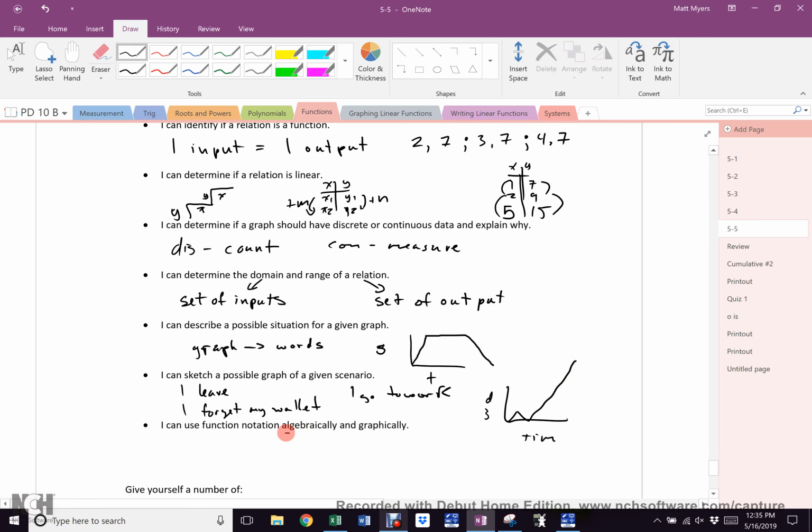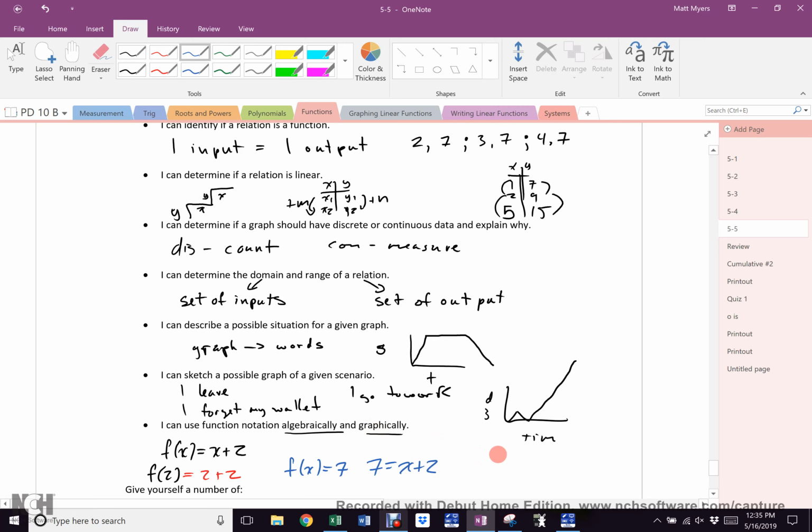Function notation, algebraically and graphically. f(2) looks like what? What would you write on the paper if I wanted f(2)? You would write f(2) equals 2 plus 2. What if I had f(x) equals 7? Now what does the paper look like? 7 equals x plus 2.